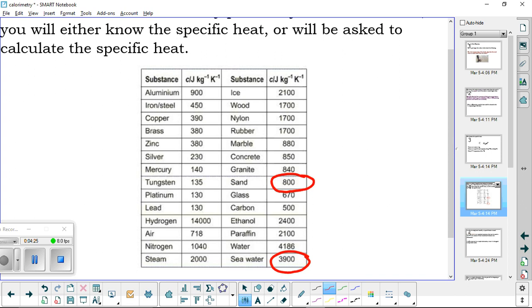So you'll see that it takes less energy to heat up the sand than it will the seawater. The lower the specific heat, the hotter something will get with the least amount of energy put in.